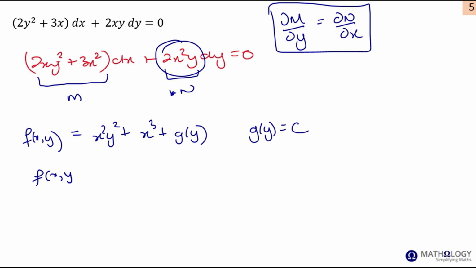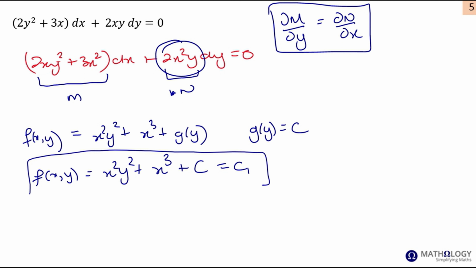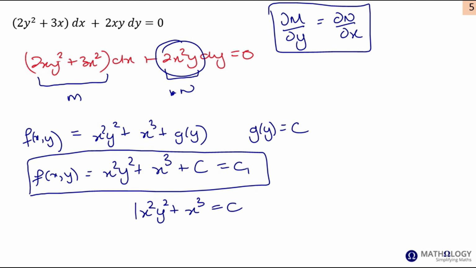So the function f equals x squared y squared plus x cubed plus the constant c, and that equals another constant, we'll call that c1. So really we can tidy this all up. You don't need to have two arbitrary constants as part of your solution, so we'll just write this entire expression as x squared y squared plus x cubed equals c.